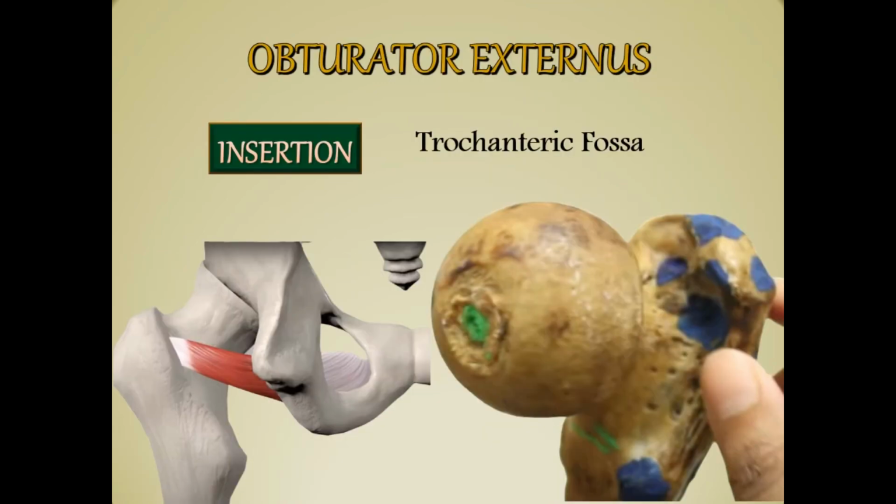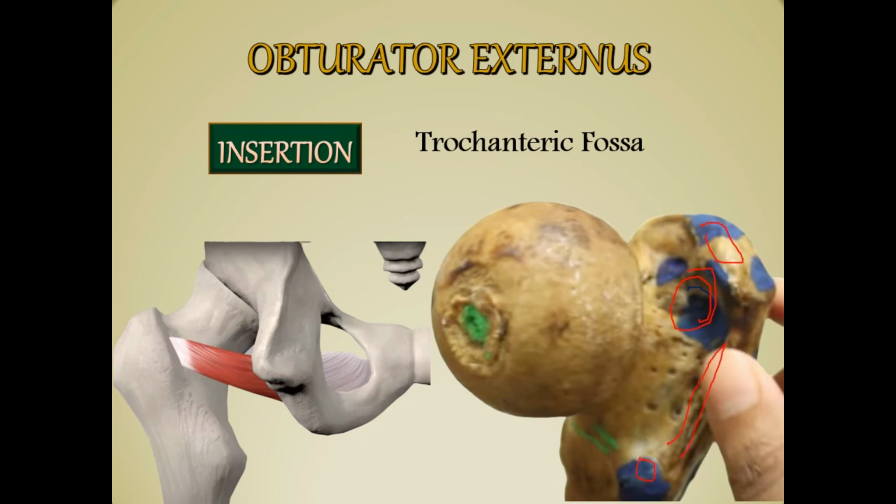Obturator externus is innervated by the obturator nerve. Insertion is on the trochanteric fossa. Now this is a point to understand. See, this is the trochanteric fossa. Let me change the highlighter. Yes, this is the trochanteric fossa. This is the greater trochanter. This is the lesser trochanter.